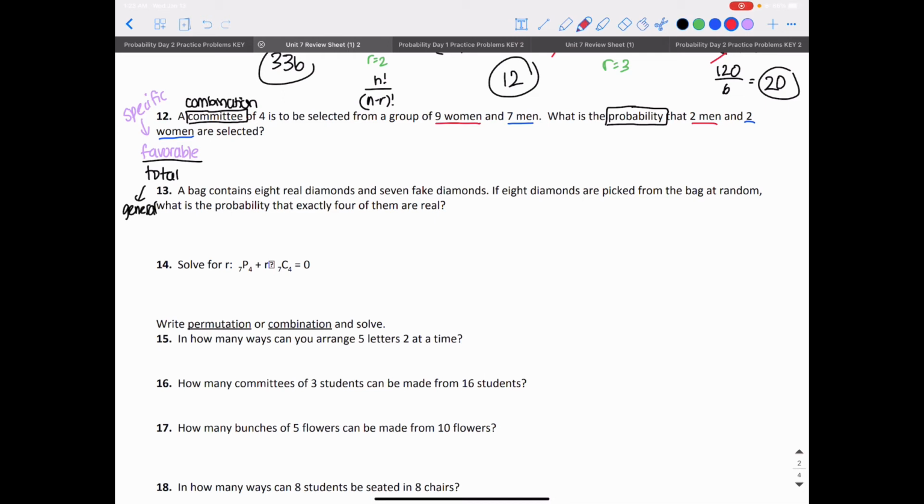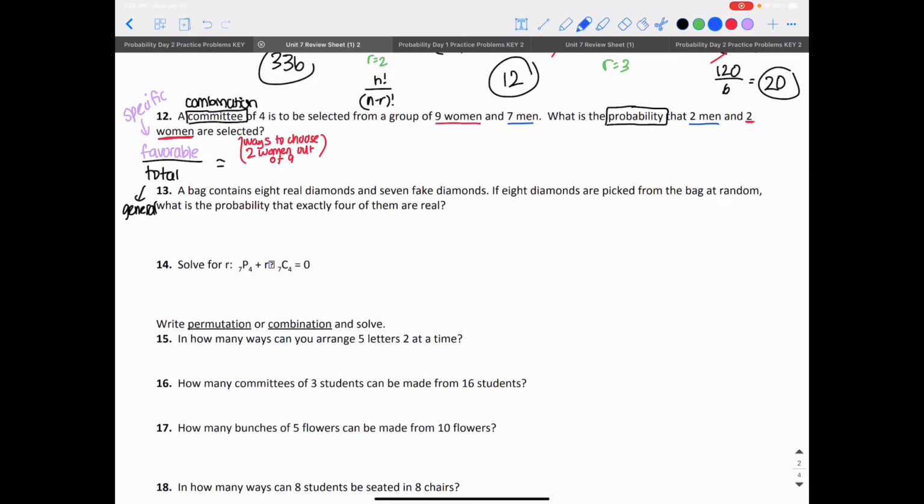So for the specific, I need to look at the men and women separately. So I'm looking at the women first. I wrote this backwards, so I have to actually pick different colors for this. There are actually 2 women. Doesn't matter because it's the same amount. But okay, I'm looking at the women first. I have 9 women to choose from, so I want the possible ways to choose 2 women out of 9. So that's the first thing I want.